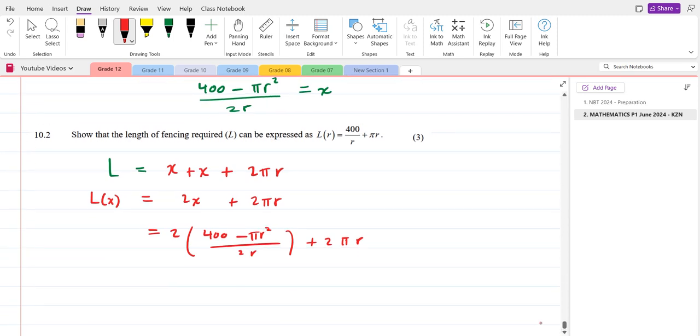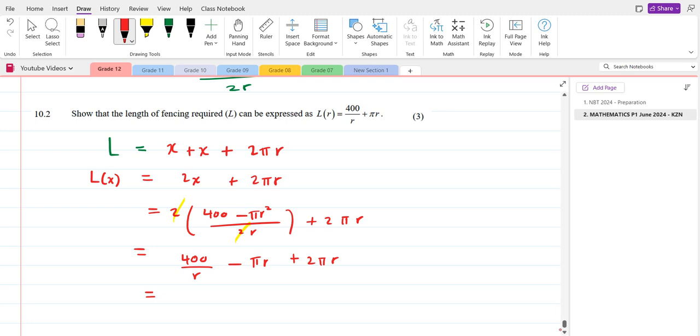Right, so now we're going to multiply everything out and simplify. We can see the 2 and the 2 cancel out, right? And we're left with 400, split this up, 400 over r minus pi r plus 2 pi r. So what do we have? 400 over r plus pi r. That's it.